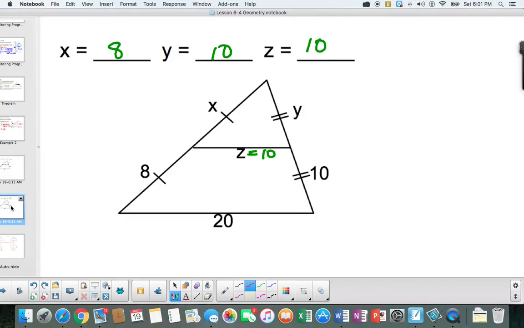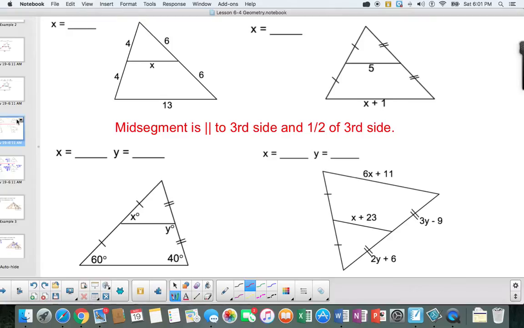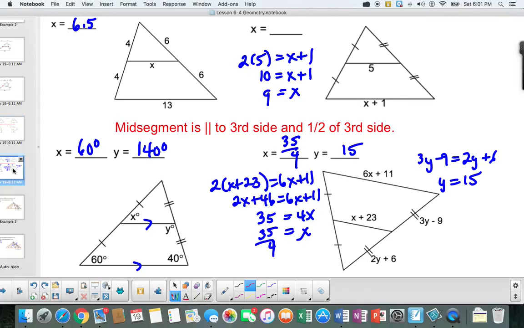Okay, here are the answers. You can see this midsegment is half of the third side, so that's why Z is 10. And this is a midpoint, so this side and this side are the same, and this side and this side are the same. Okay, go ahead and stop the screencast, see if you can figure out all these values, and then see the answers. And here are the answers.